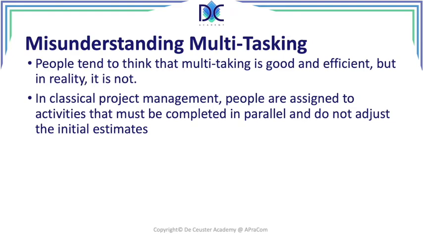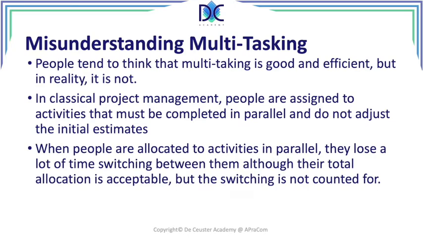In classical project management, we see that people may be allocated to activities, and when we plan them, these activities have to be completed in parallel. And we do that, but we do not adjust the initial estimates. And there is some issue when we do things in parallel, the multitasking we are doing. Now, when people are allocated to these activities in parallel, they lose a lot of time when they switch between the different projects. Their total allocation, we see that they work according to the availability, but we don't count in the switching between the activities.